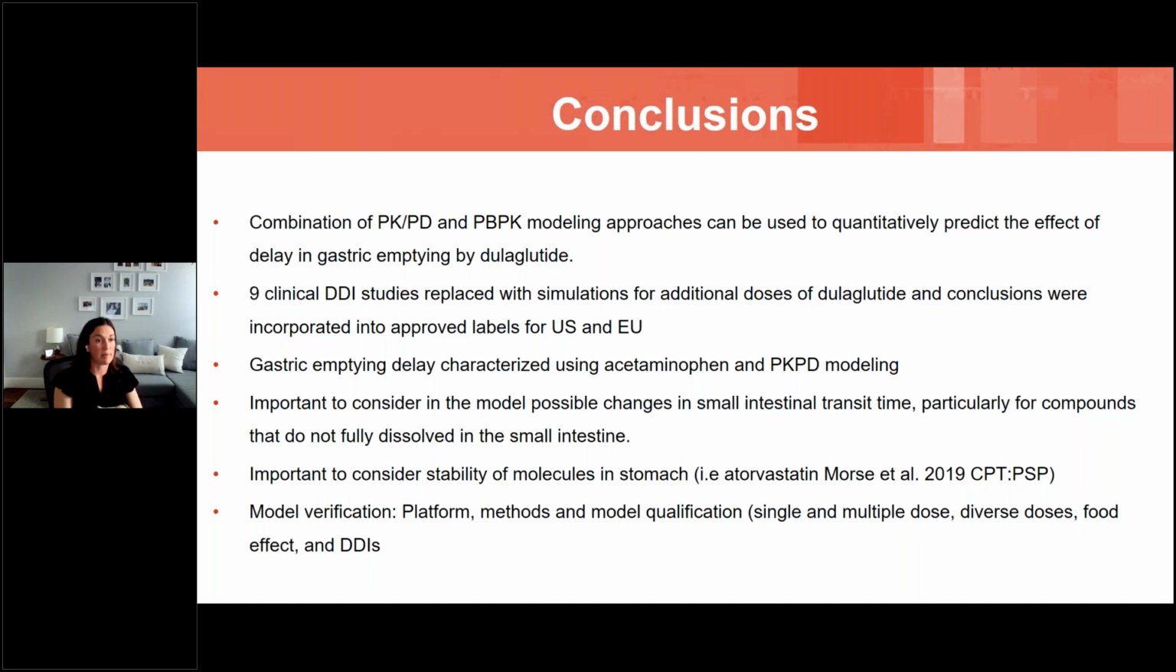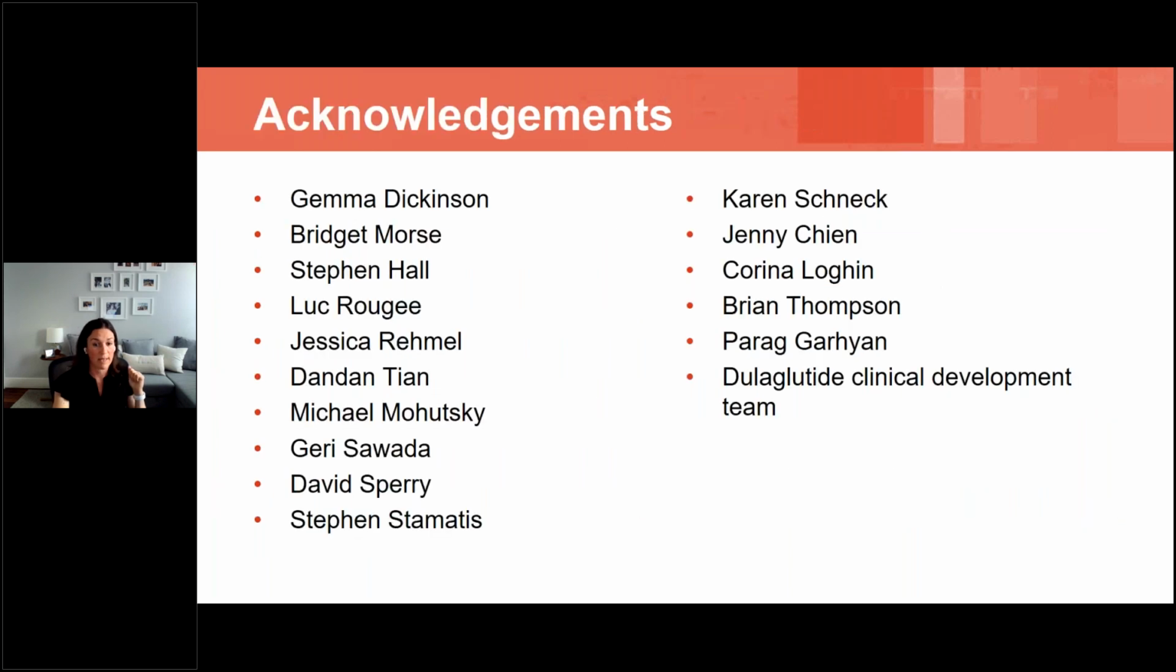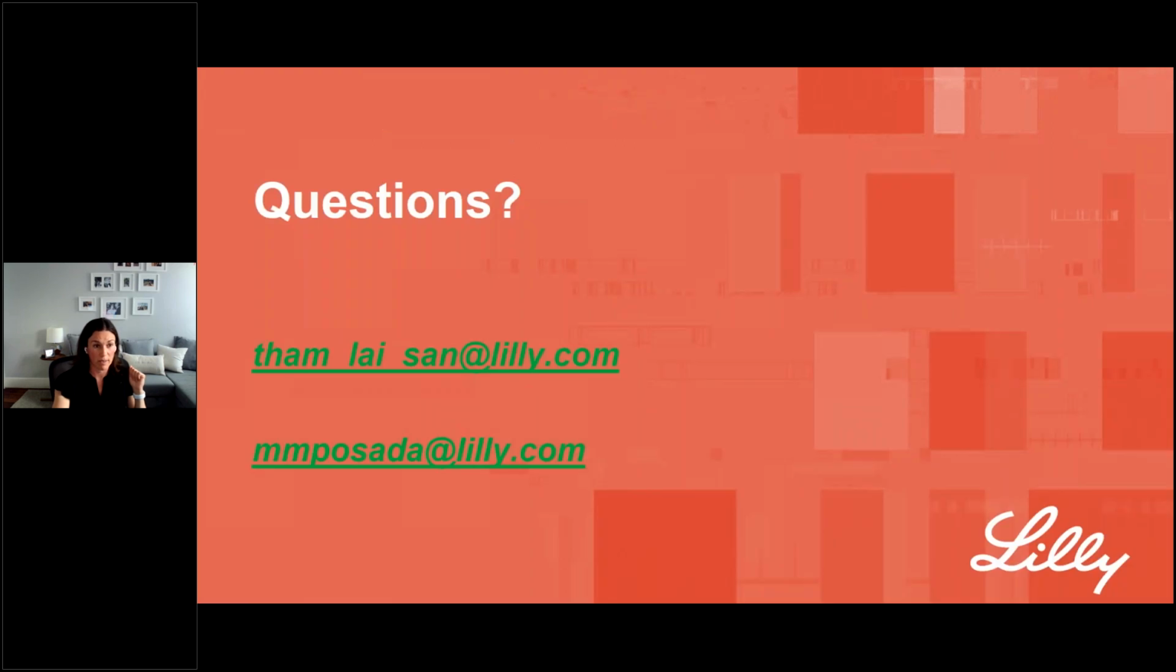And in conclusion, a combination of PK/PD and PBPK modeling approaches can be used to quantitatively predict the effect of delayed gastric emptying by dulaglutide. Nine clinical studies were replaced with simulations, and the conclusions were incorporated both in the US and the EU label. Again, we characterized that gastric emptying delay using acetaminophen and PK/PD modeling, and we had to, in some cases, incorporate other mechanisms like changes in small intestinal transit time, or we realized that we needed to focus on and understand the stability of molecules in the stomach, like in the case of atorvastatin. And as I just mentioned, regulatory agencies ask for tremendous amounts of model and platform verification in order to allow us to use this for the label. And I am done, and I would like to thank all the people that worked on this project, and we are happy to take your questions.